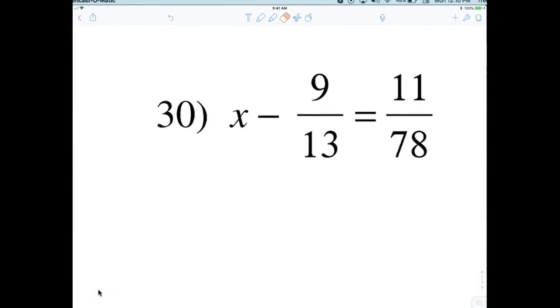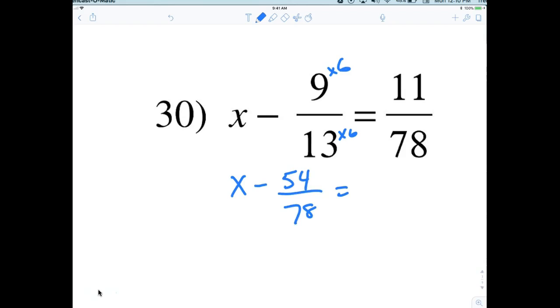All right. Now this one isn't so bad because the common denominator is just what? 78, thank you. All right, so what am I doing to 13 to make it a 78? Multiplying by 6, very nice. So if I multiply this by 6 right off the bat, I get x minus 54 over 78 is equal to 11 over 78. Is everybody happy with that?